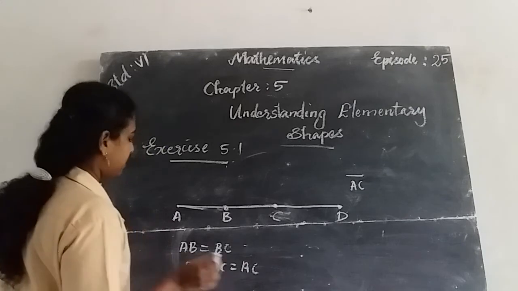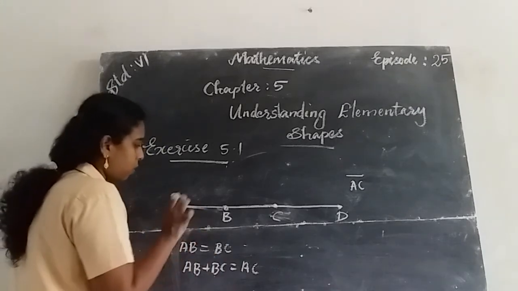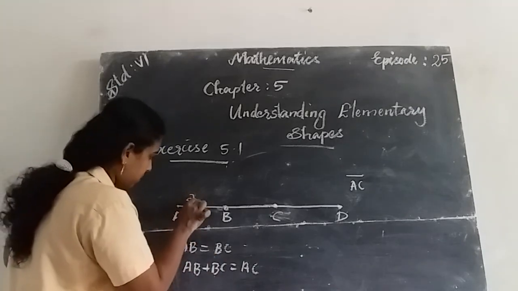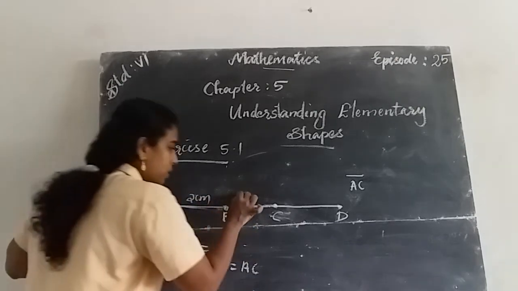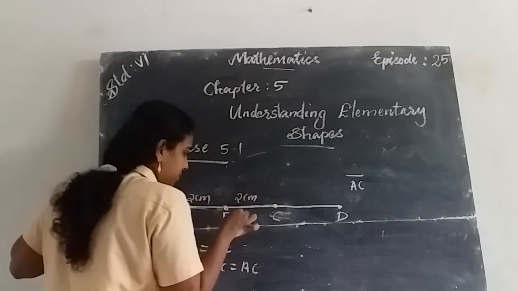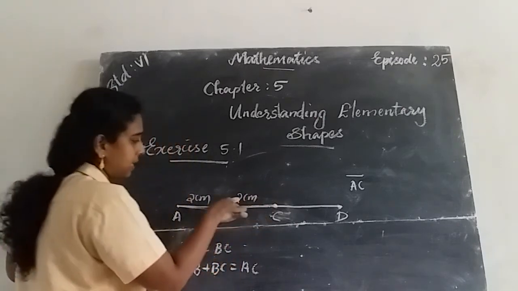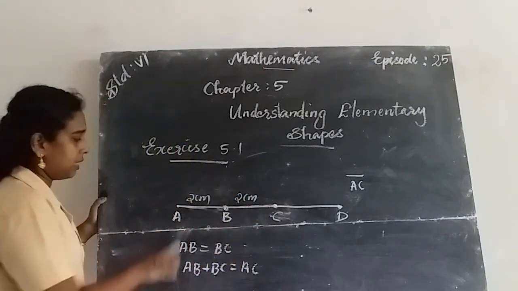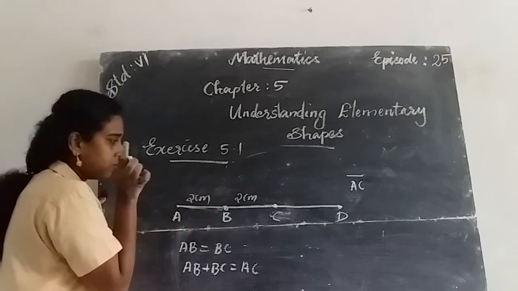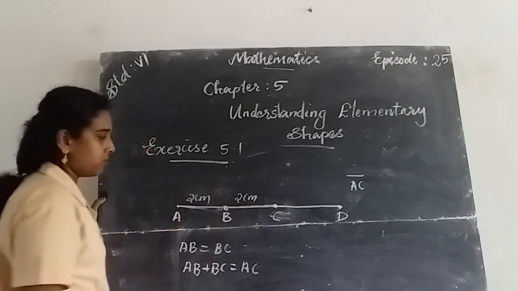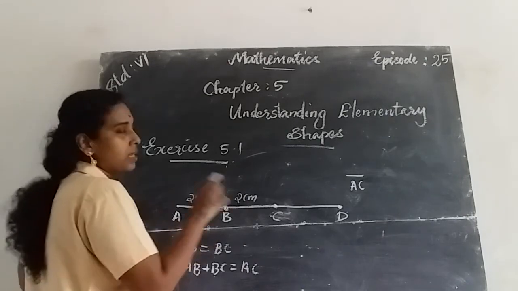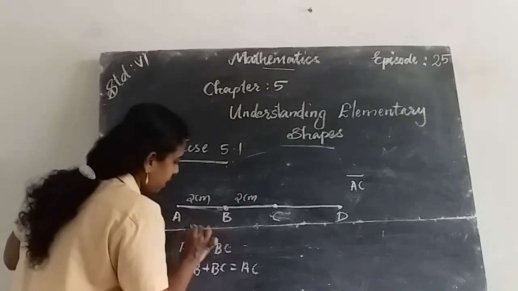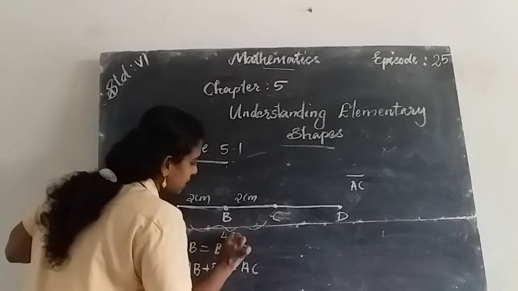Okay, so for example, you draw AB as 2 centimeter. Then you also take the length of BC as 2 centimeter. That is, AB is equal to 2 centimeter, then BC is equal to 2 centimeter. Then we can say that B is the midpoint of the line segment AC.